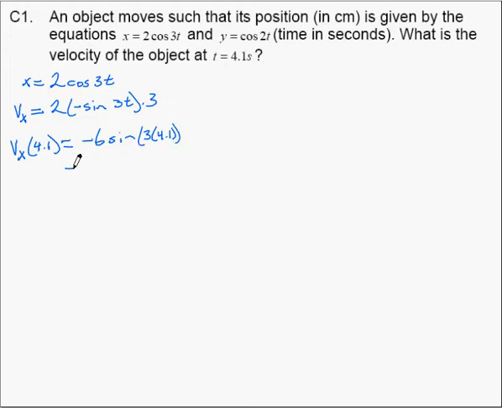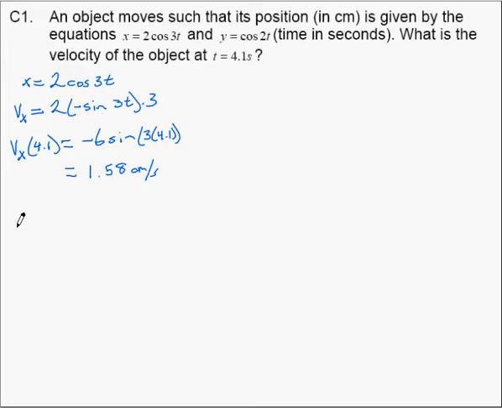Make sure your calculator is in radian mode. Remember, calculus with trigonometric functions only works in radian mode. So the result there should be 1.58 centimeters per second.